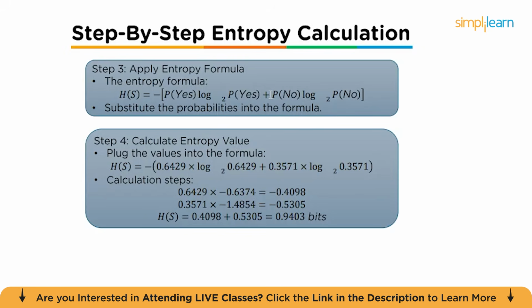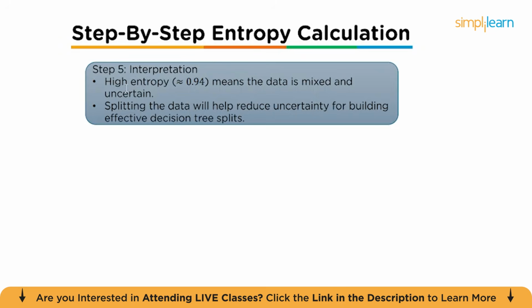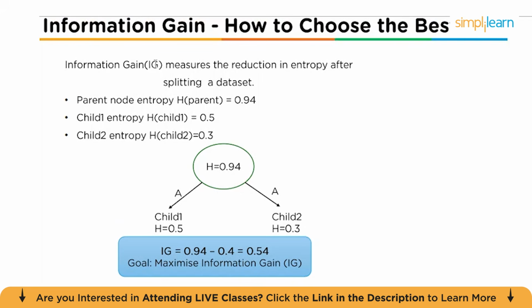Then how do we interpret this? It's a very high entropy. Very high entropy means you will get an entropy value of 1 when you have an equal distribution of the class. Both the classes are equally distributed. So high entropy means mixed and uncertain. So we need to split the data. So how to choose the best split? In order to do that, we need to look at the information gain.